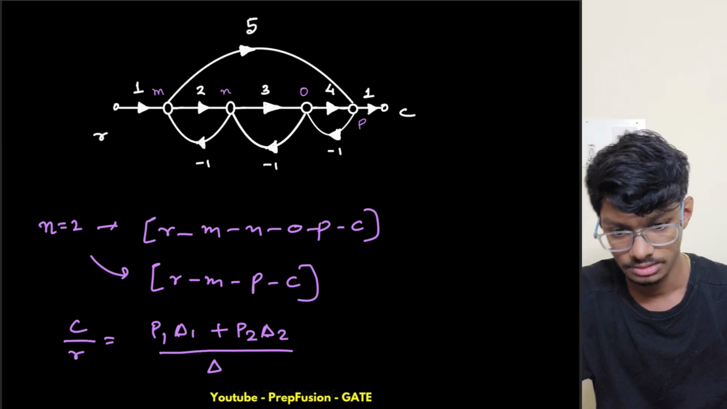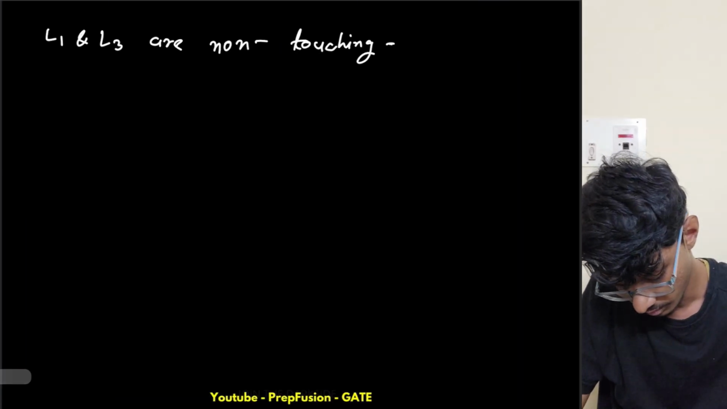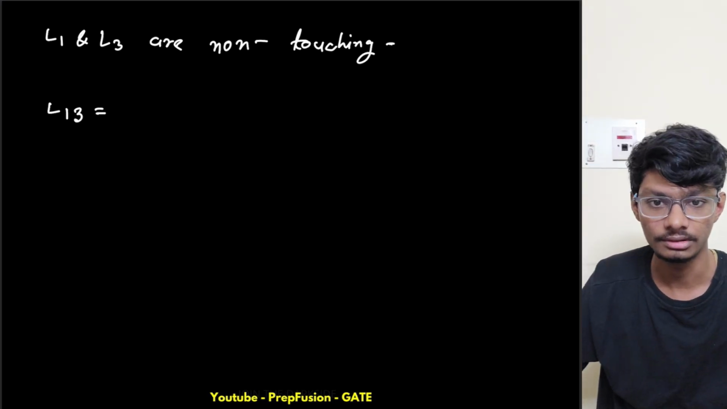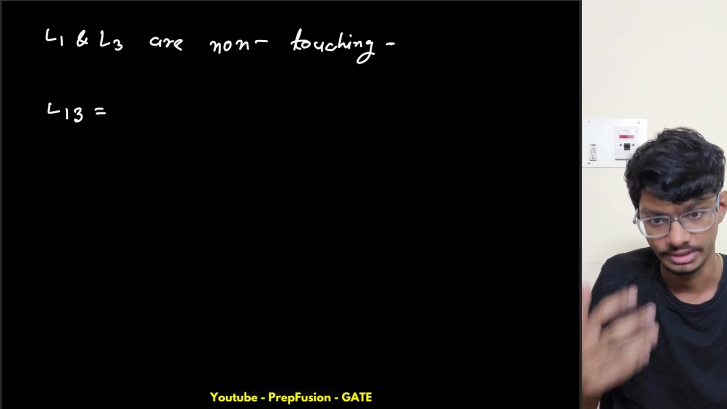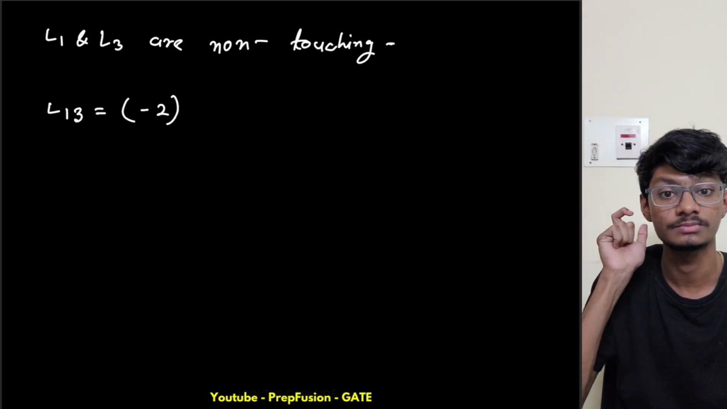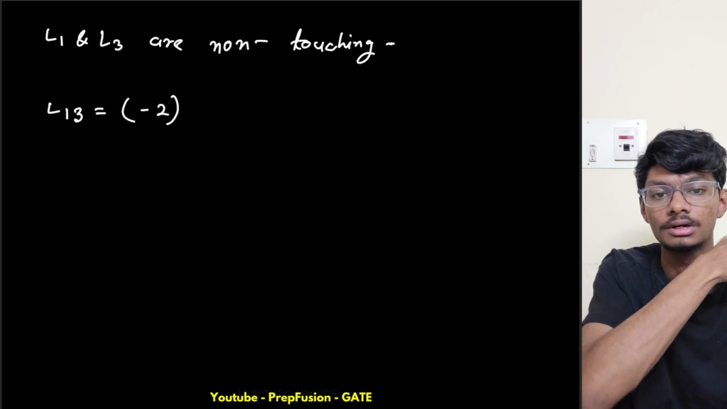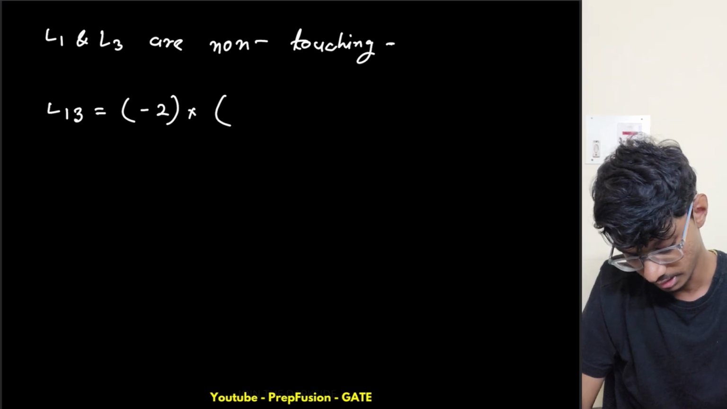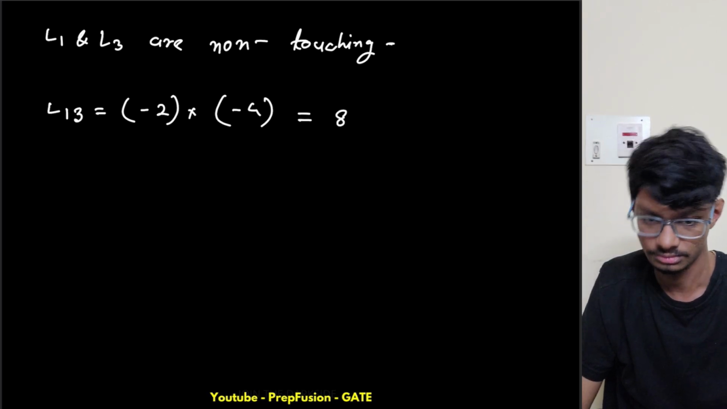Now that formula will come in handy. So our L13 will be the product of two loops. If we had another pair, that would have been added with this whole formula, but we have only two loops. Remember in the formula there was a summation of products, so each pair will get multiplied. These two are non-touching. L1 is minus 2 and L3 is minus 4, so this is 8.